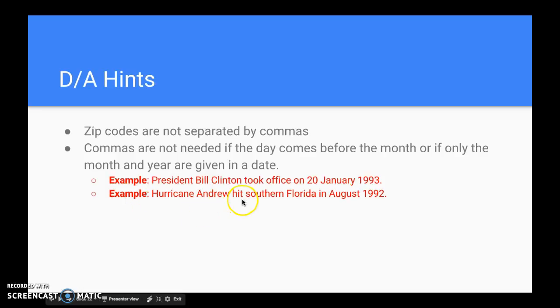Another example, Hurricane Andrew hit southern Florida in August of 1992. And in this case, we have no date here. It doesn't say August 2nd, it doesn't say August 18th, so we don't need a comma in this case. So just keep in mind these two relatively rare for us instances in which we would not use a comma.